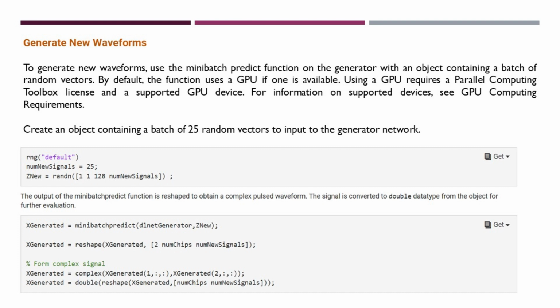Generate new waveforms. To generate new waveforms, use the minibatch predict function on the generator with an object containing a batch of random vectors. By default, the function uses a GPU if one is available. Create an object containing a batch of 25 random vectors to input to the generator network by using code here.